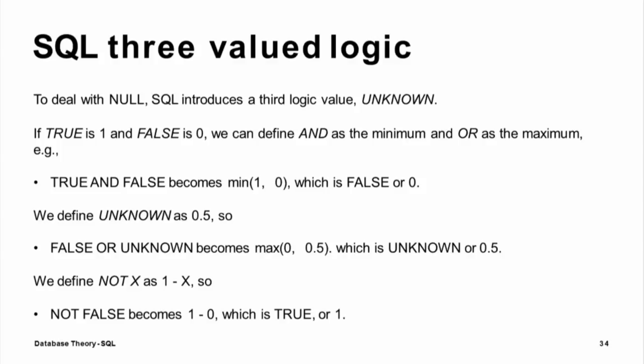If you make that null mean unknown, you don't know, and then you say that true is 1 and false is 0. Then you can define AND as the minimum of those two, and OR as the maximum of those two. So if you have a look at the row that starts with true and false, that becomes the minimum of 1 and 0, and the minimum of 1 and 0 is 0, which means that that turns into false.